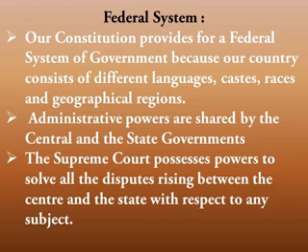One national and the other subnational, both of which operate directly upon the people. So both have got the powers to act on the people. That is why we divide state and center for the political or administrative purpose. That is why it is called a federal system. Our constitution provides for a federal system of government because our country consists of different languages, castes, races, and geographical regions. In order to make administration easy, we make this division.